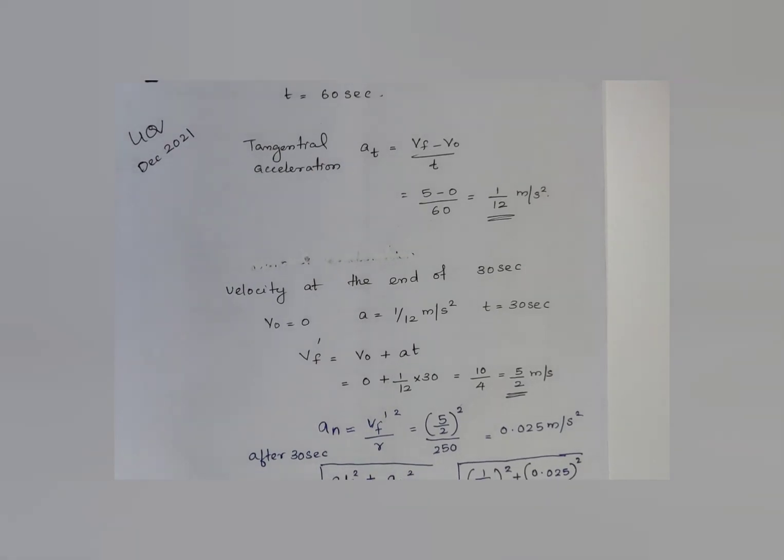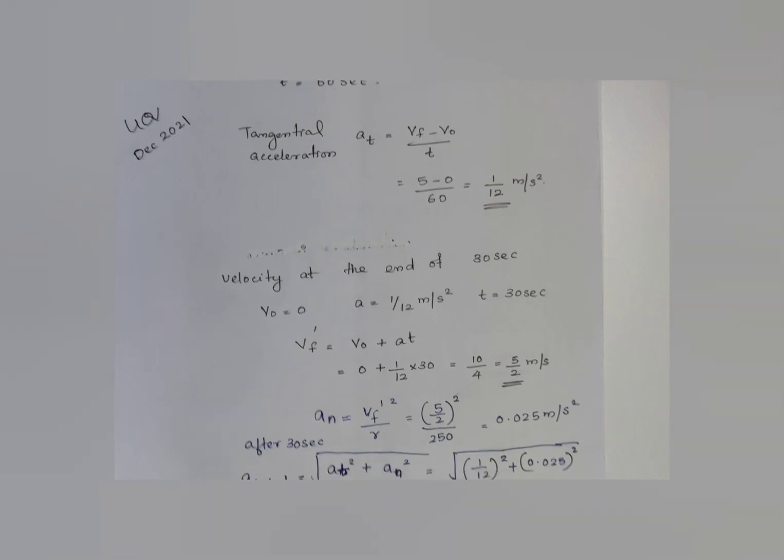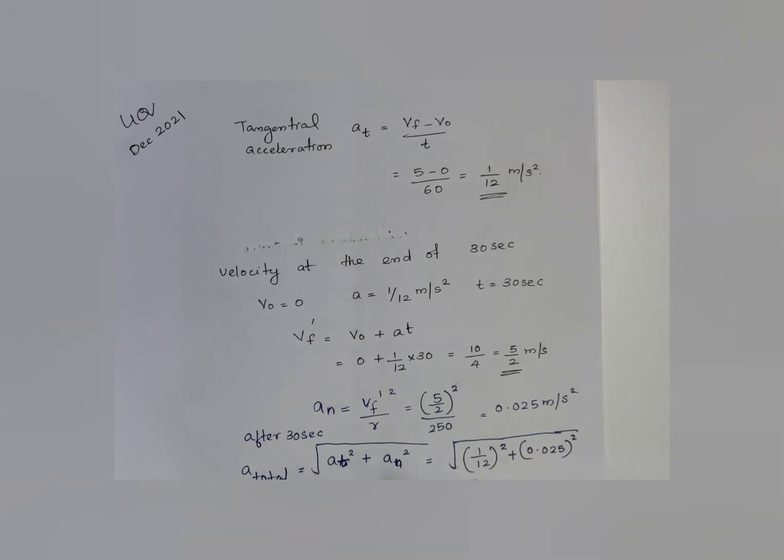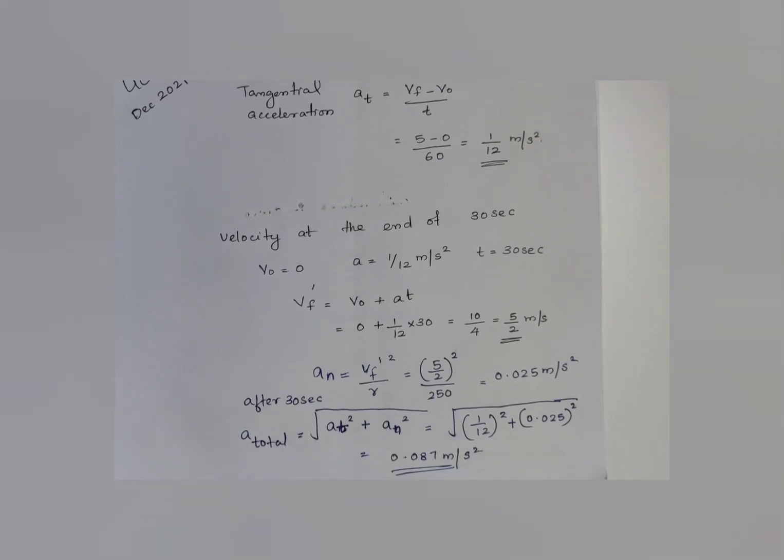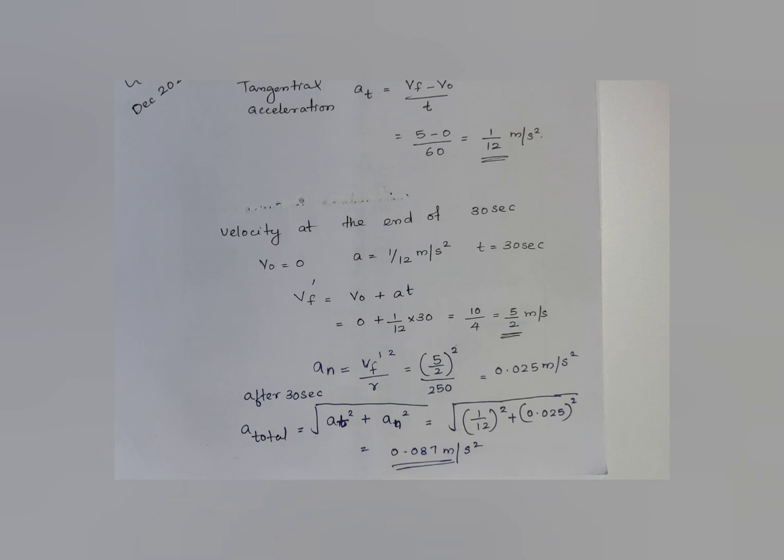So the initial velocity is again 0. The acceleration, that is the tangential acceleration, is 1 by 12 and time is equal to 30 seconds. So Vf is equal to V0 plus a into t. From that you are getting Vf is equal to 5 by 2 meter per second. So after getting the velocity, you can calculate the normal acceleration. Normal acceleration at the end of 30 seconds is equal to Vf dash square by r. You have to use this velocity, that is equal to 0.25 meter per second squared.